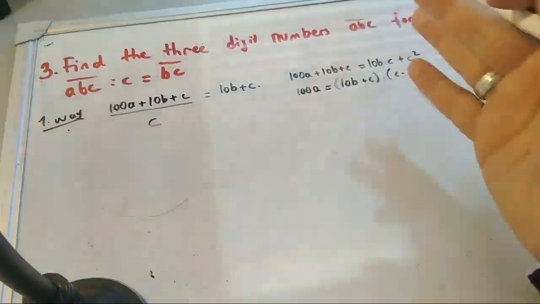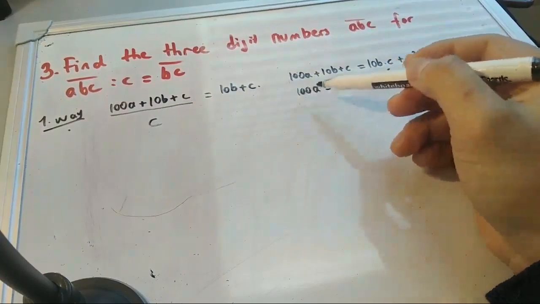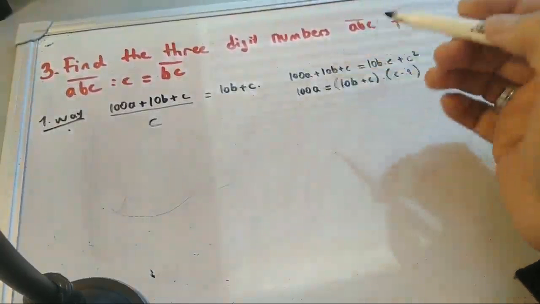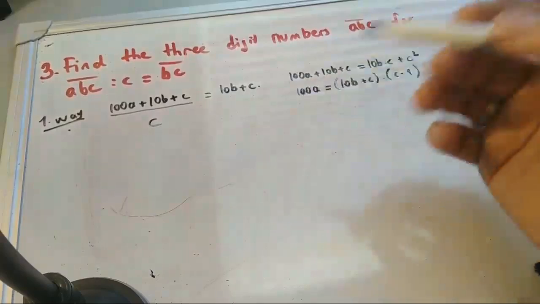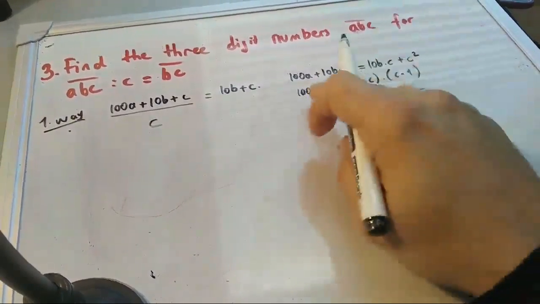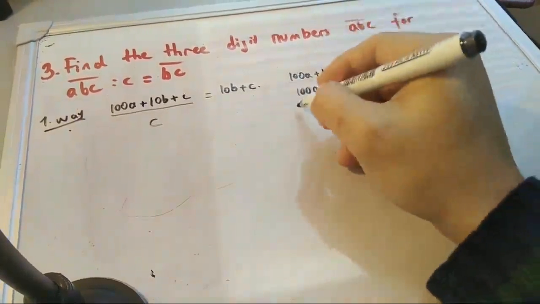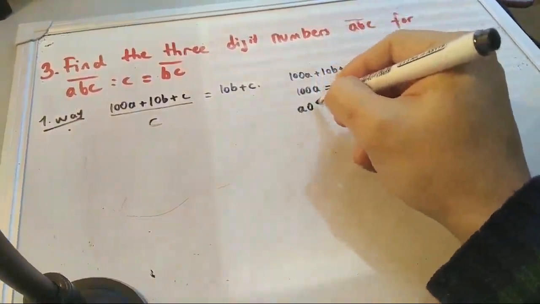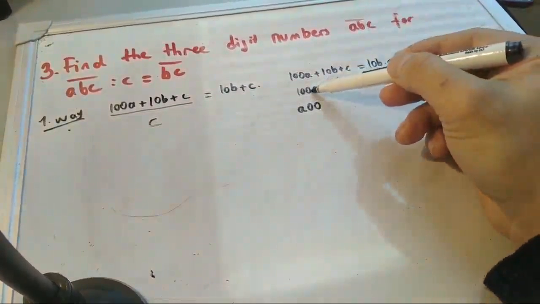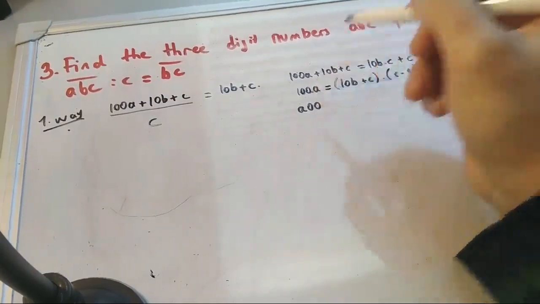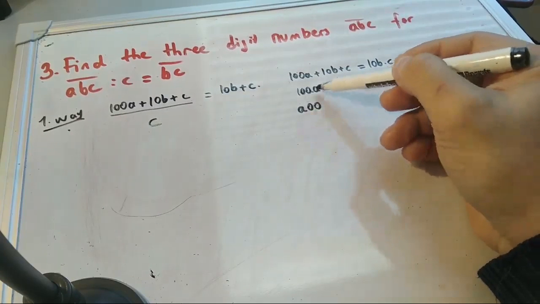What is the meaning of 100A? For example, for A is 2, 100 times 2, 200. For A is 3, 300. Right? Yes, it's a 3-digit number, I know it. Instead of 100A, can we write A, 0, 0? Because for A is 2, 100 times 2 is 200.